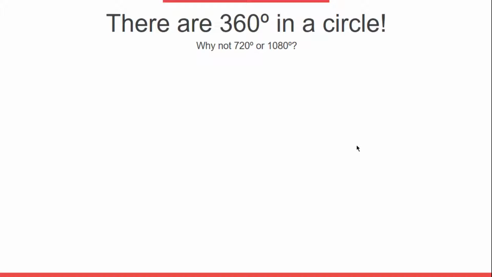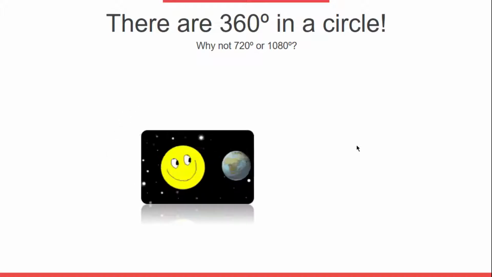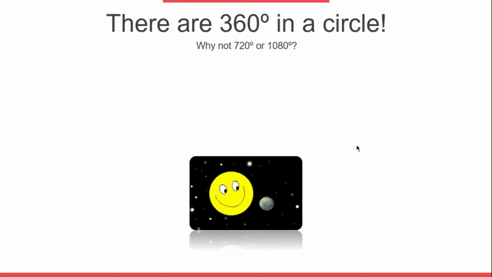The second reason we might think is, why use 360? Why not 720 or 1080? Because all are divisible. So the reason we use this is, when we look at the sun and the earth rotates around the sun, and all of us know this, it takes about 365 days for the earth to go around the sun once.